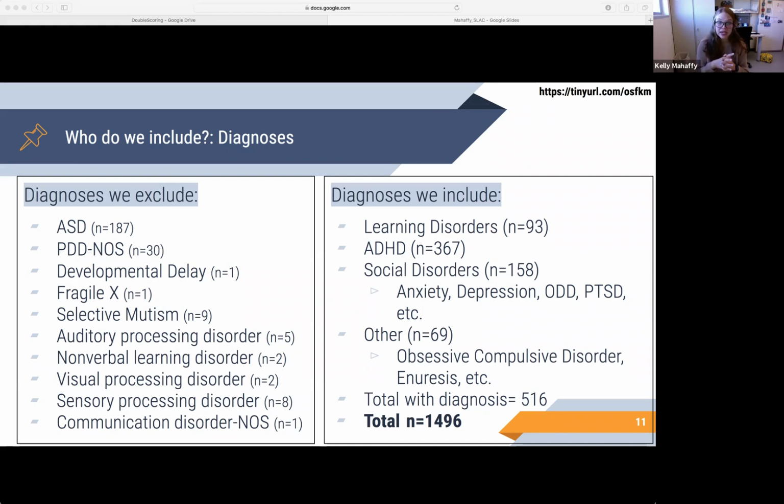We included children with ADHD. We did decide to include social disorders such as anxiety, depression, oppositional defiant, and PTSD. And we included a small set of other disorders or diagnoses, including obsessive compulsive, bedwetting, other things like this. It's important to know that our participants were not excluded if they had multiple diagnoses. For example, many of our participants had either a learning disorder and ADHD or a social disorder and ADHD. And this ended up with 516 of our total participants that were included having a diagnosis. So this is about a third of our sample.